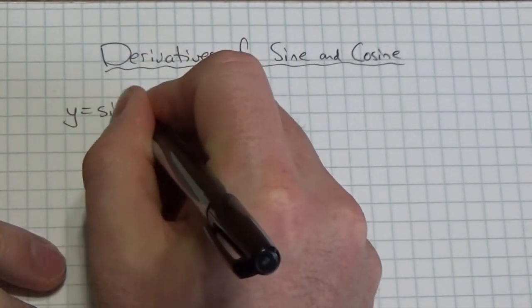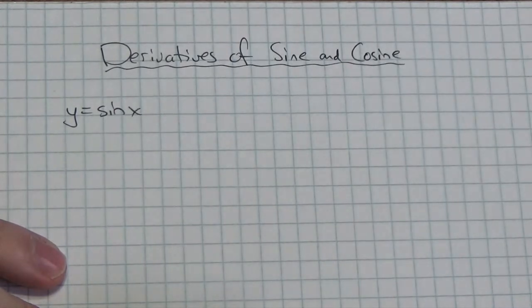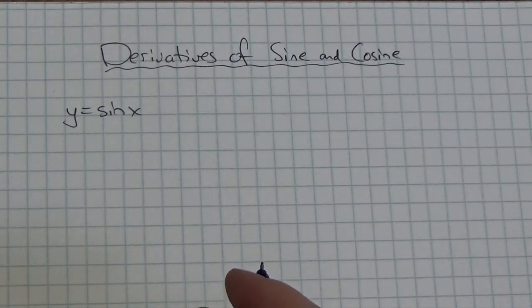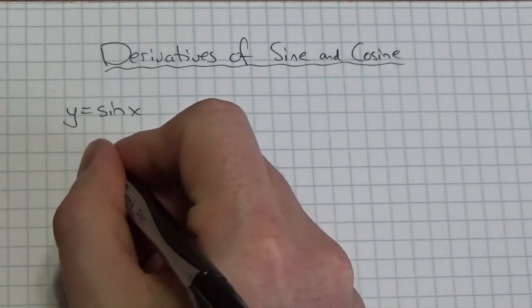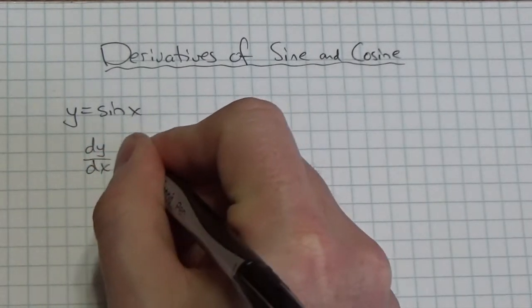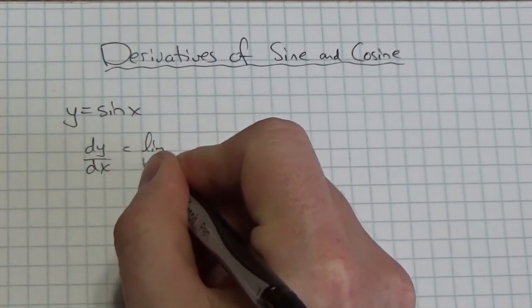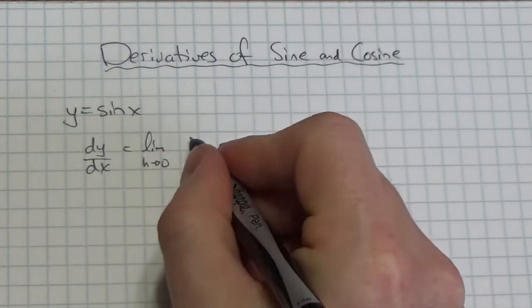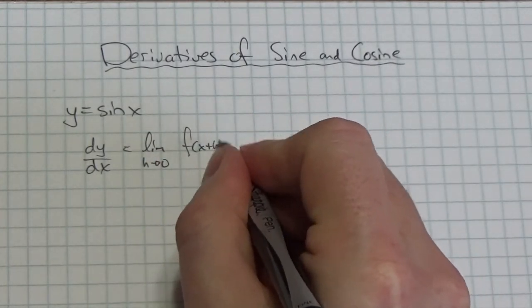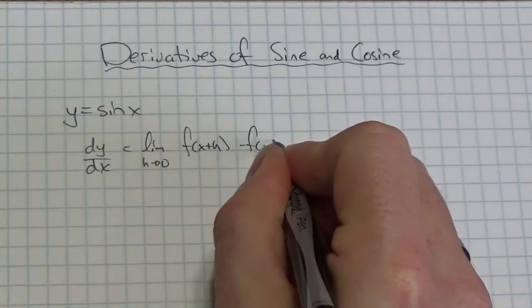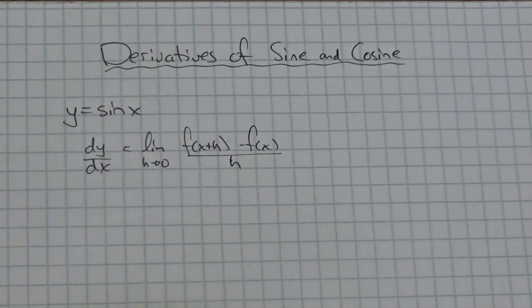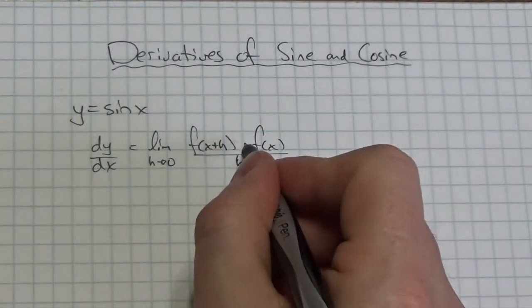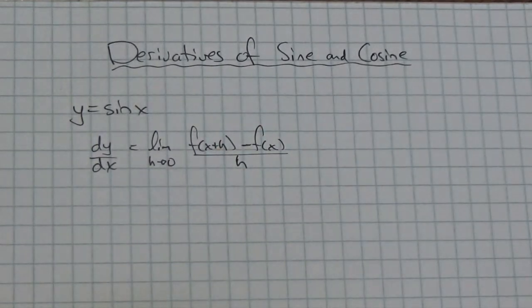So we're going to let our function be y equals the sine of x. Now, when we take a brand new function and we're going to take the derivative, we have to go right back to first principles. So dy by dx is going to equal the limit as h approaches 0 of f of x plus h minus f of x, all over h. So there's our formula for finding the derivative.